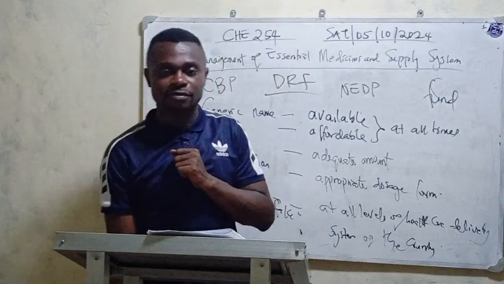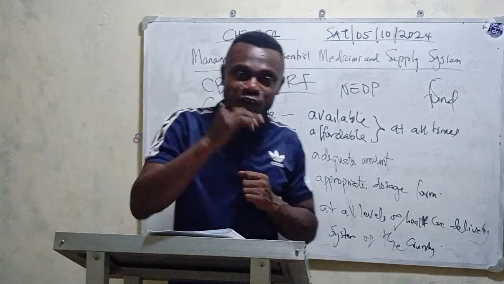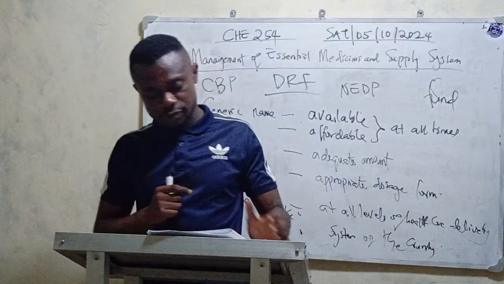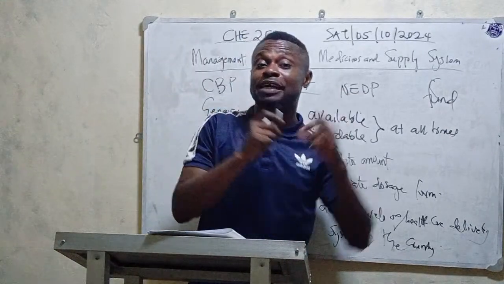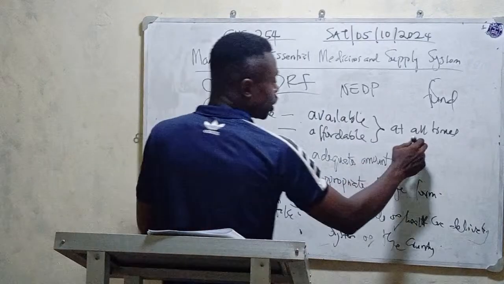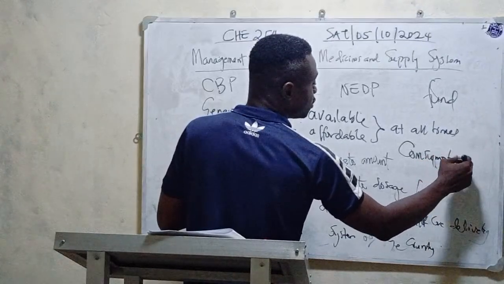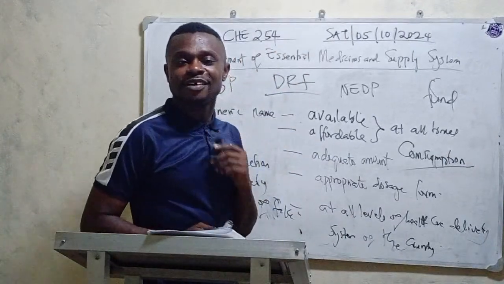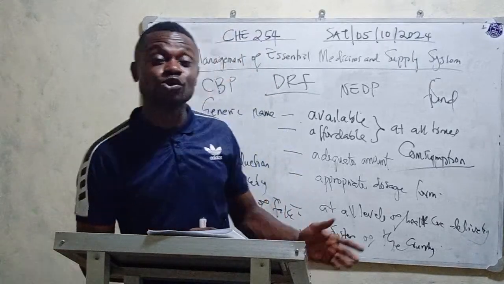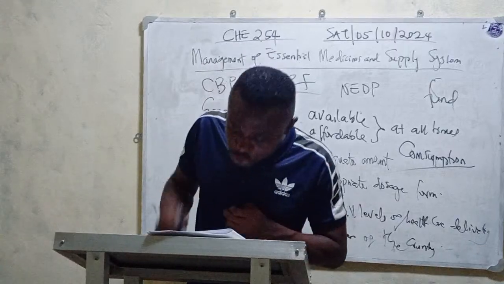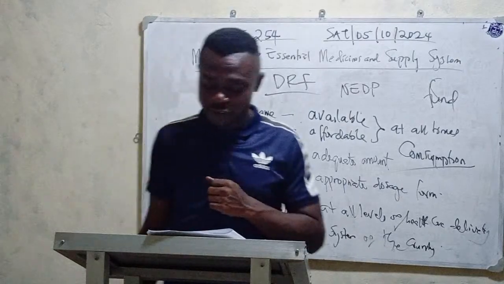Then you quantify: what quantity do we procure? You now check the quantity you procure for each of these drugs. How do you determine the quantity? You consider the consumption pattern of the drug in question. Yes, you calculate it. That will tell you the quantity. This is what you do in quantification. Consumption rate of the drug, very important.